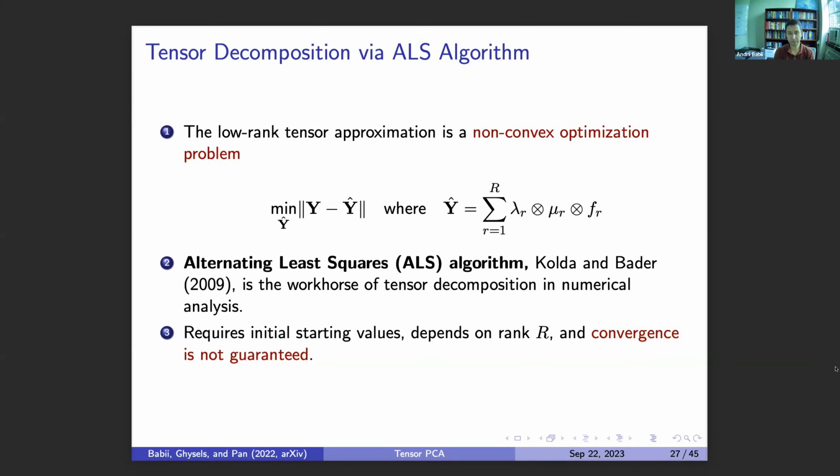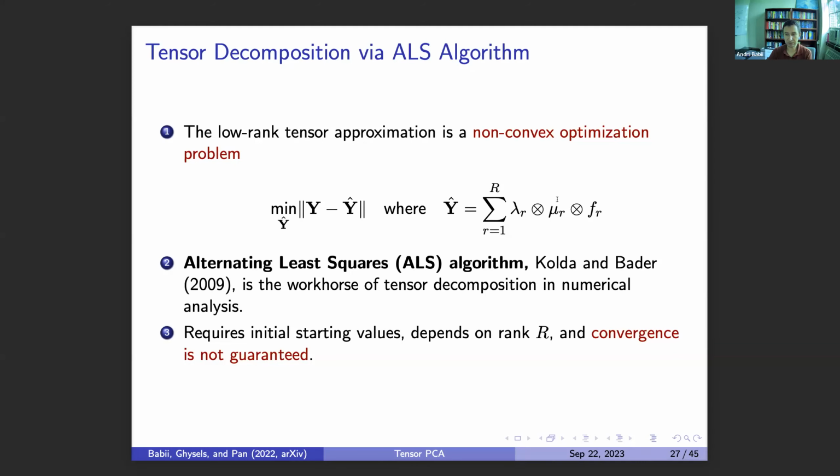The problem with this approach is that we are trying to solve a non-convex optimization problem. So we have to solve this problem jointly for loadings lambda, loadings mu, and factors f. And because of non-convexity, we may get a solution that is sensitive to the initial starting values. We're also going to get different factors and loadings for different ranks that we specify in this problem. And usually people solve this problem using what is called the alternating least squares algorithm.